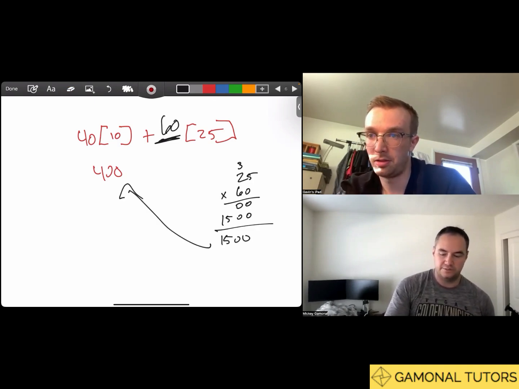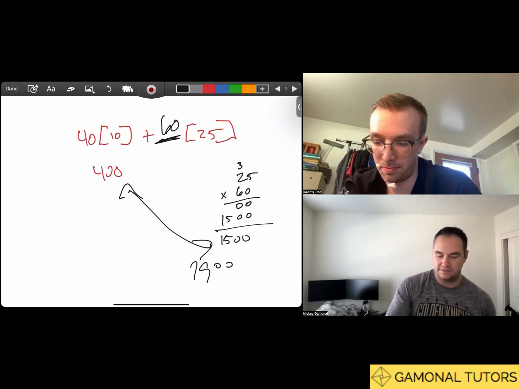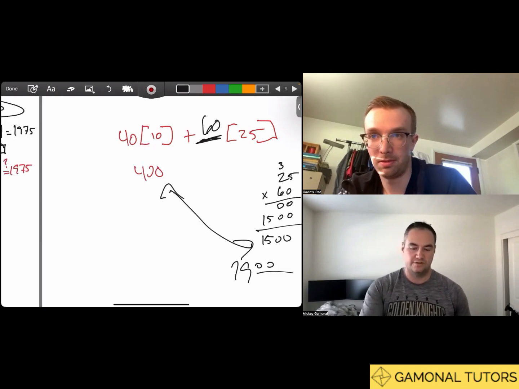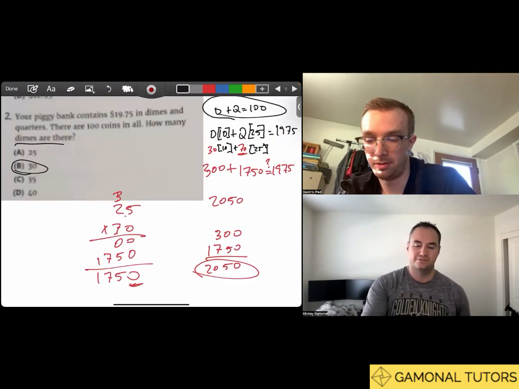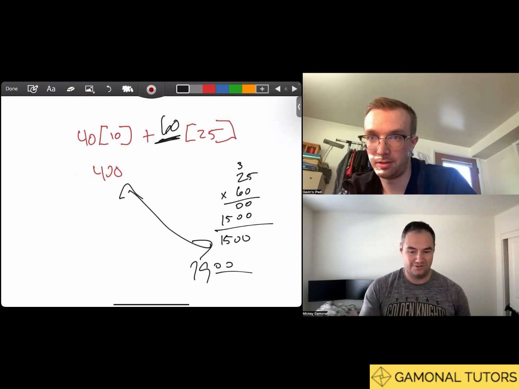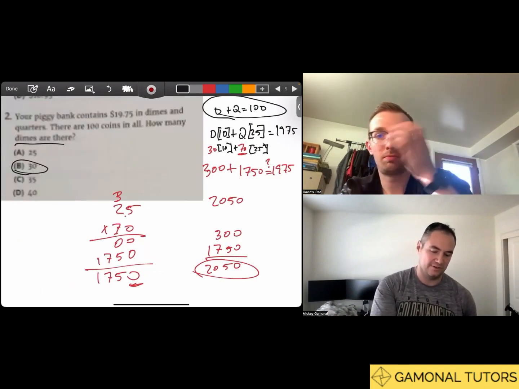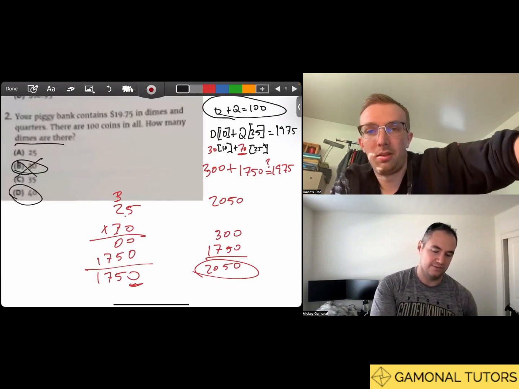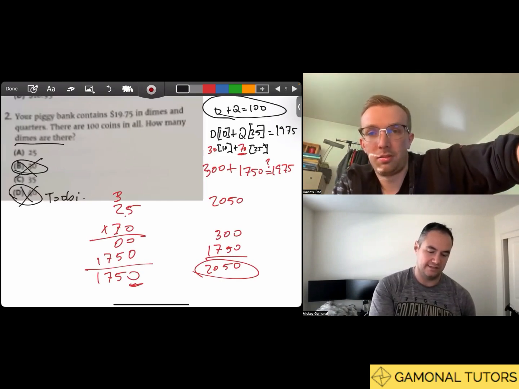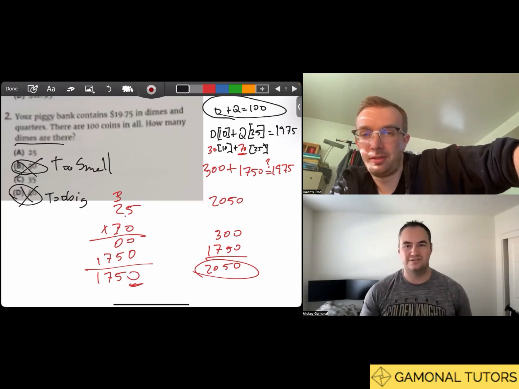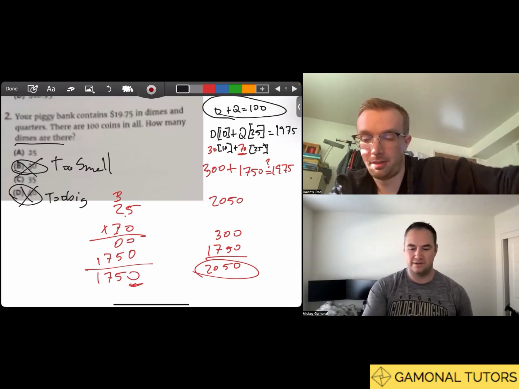What is $4 plus $15? Well, that's $19. Too high, too low? Too low, because we wanted 1975. So we need some more quarters. So we tried this one, it was too small. We tried this one, it was too big. And so what has to be the right answer? C, right? There's only one answer that's in between those two. That has to be the right answer.